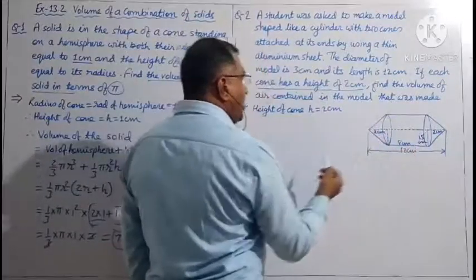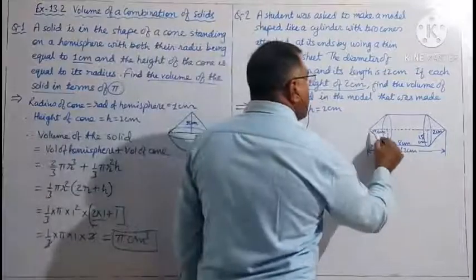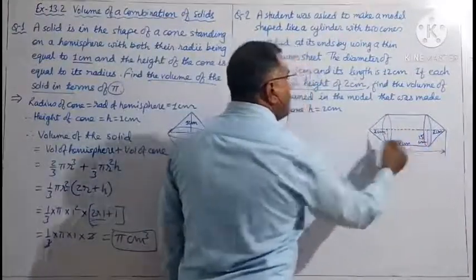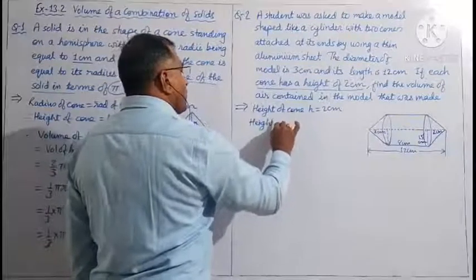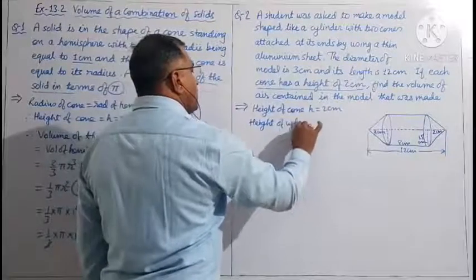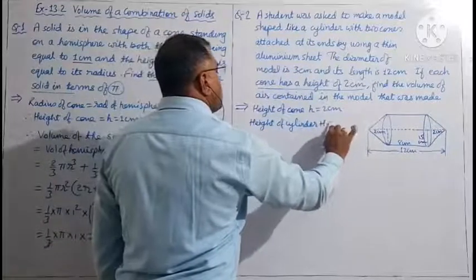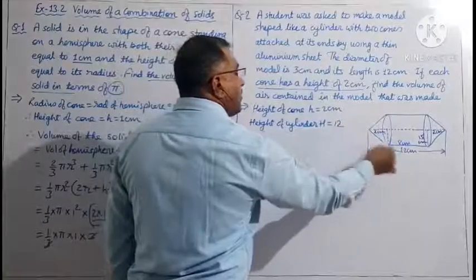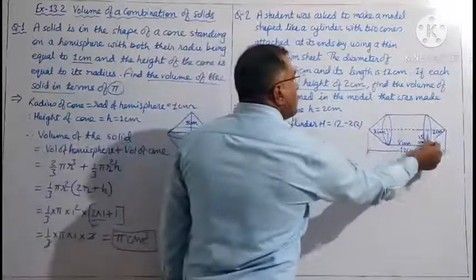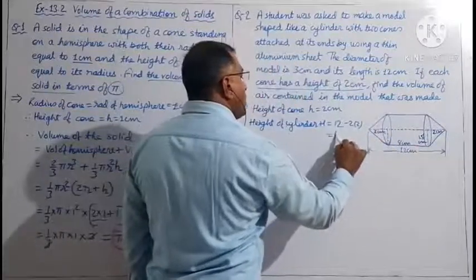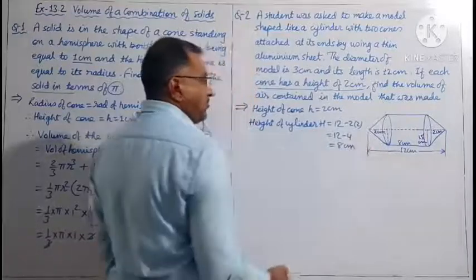Now total length. So total length is 12 centimeter, but height of the cone is 2 centimeter, and two cones are there. So here we will get height of cylindrical part, say capital H, and that is total height 12 minus 2 times 2, that is 12 minus 4, and that is 8 centimeter.